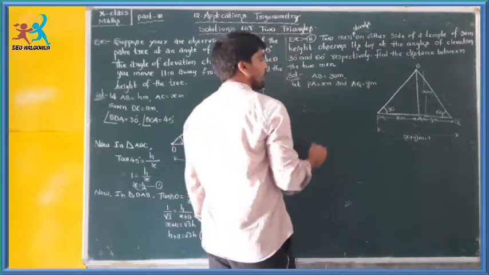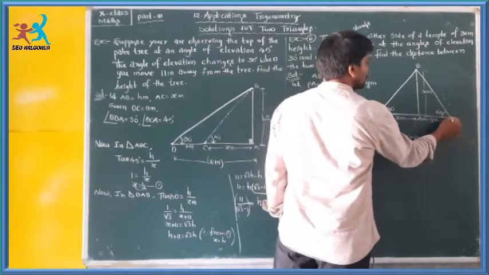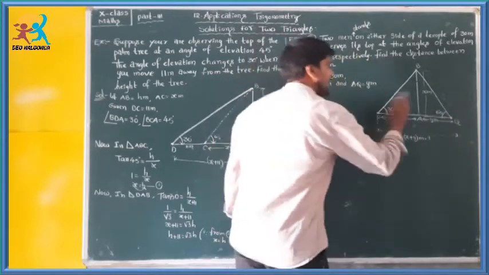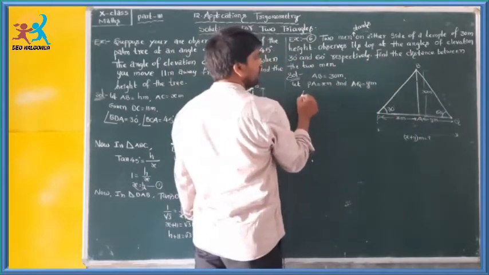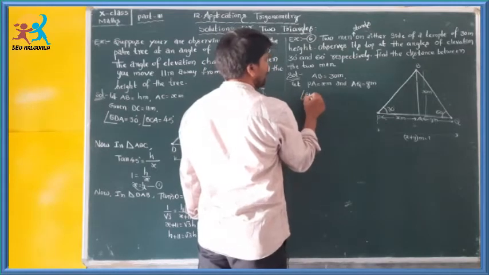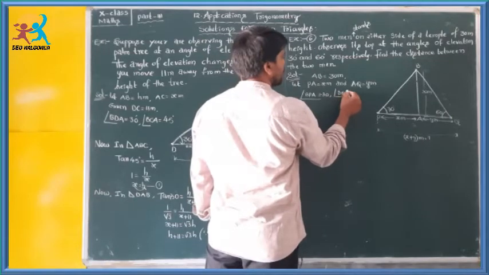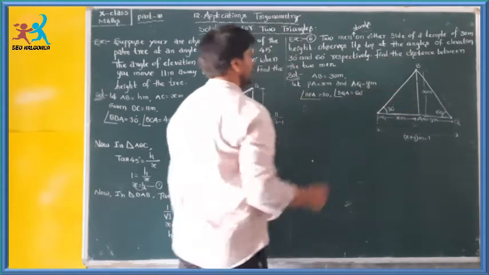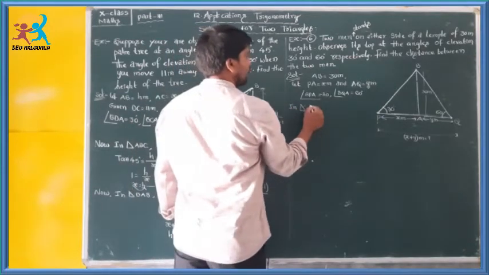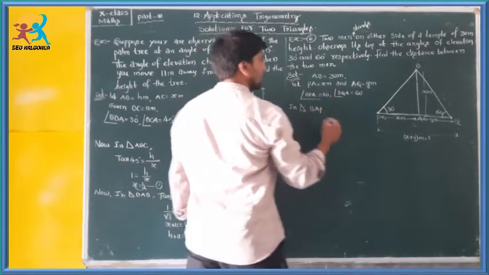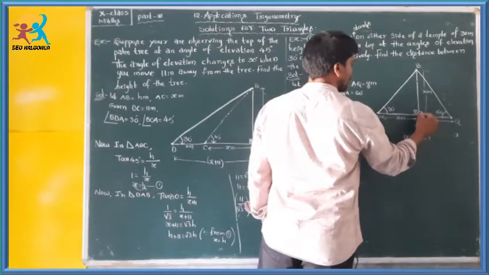P is the observation point of one man and Q is the observation point of another man. Both are on either side of this temple. Now the given angles of elevation are angle BPA equal to 30 degrees and angle BQA equal to 60 degrees. Consider the right angle triangle BAP. The right angle is at A.